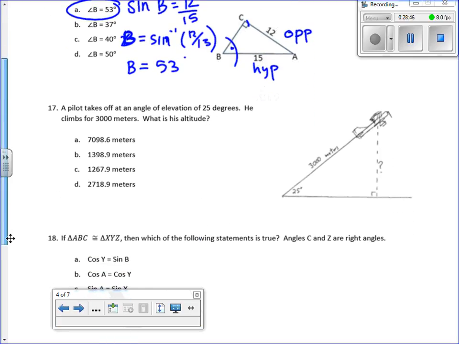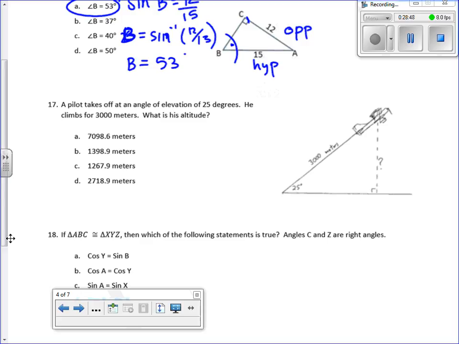Number 17. A pilot takes off at an angle of elevation of 25 degrees. He climbs for 300 meters. What is his altitude? So here's this hypotenuse shows the path of the plane. Here is the angle at which he took off. So that's your angle of elevation. And at this point, after he's traveled 300 meters along that diagonal path, we want to know, what is his vertical height directly above the ground?